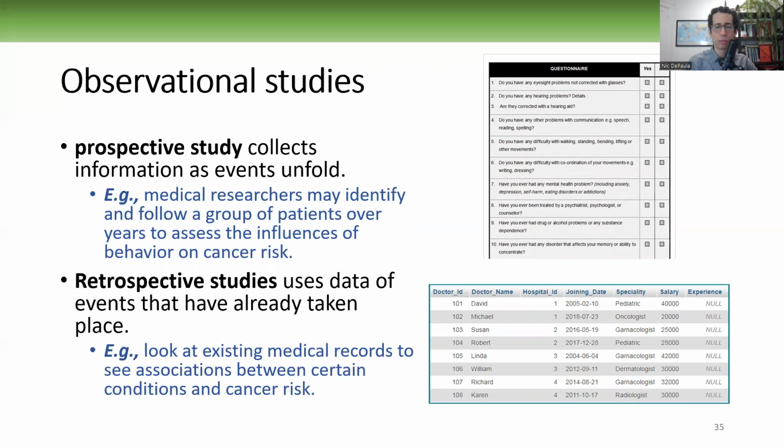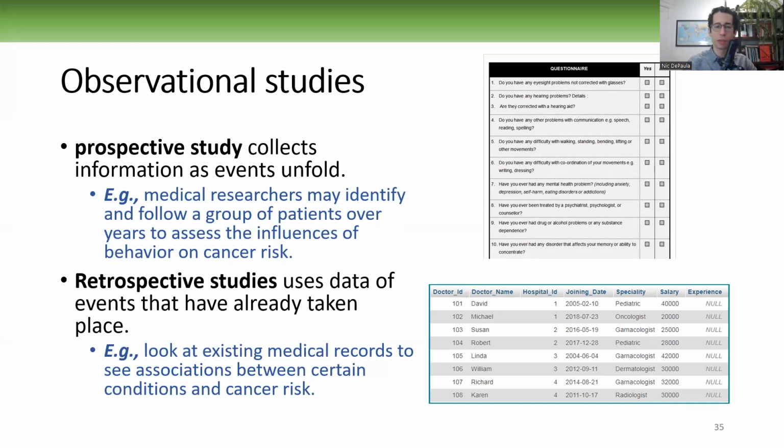From observational studies, there are prospective studies, and these collect information as events unfold. Prospective meaning that we actually already developed the study, and then we go collect the data. So medical researchers may identify and follow a group of patients over years to assess the influence of behavior on cancer risk. So we're developing the study ahead of time and then going to collect the data.